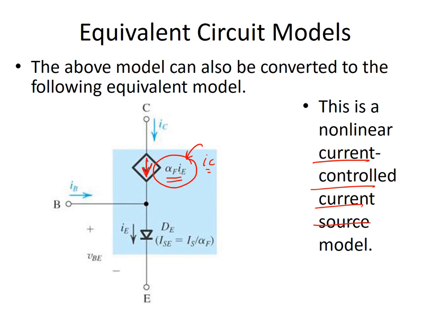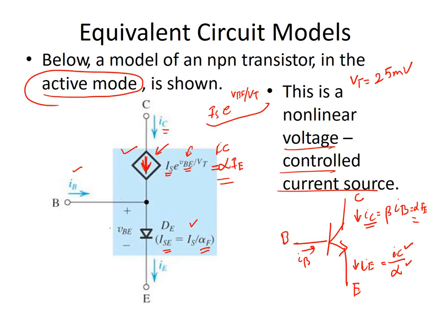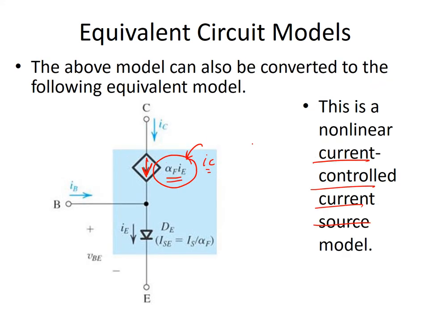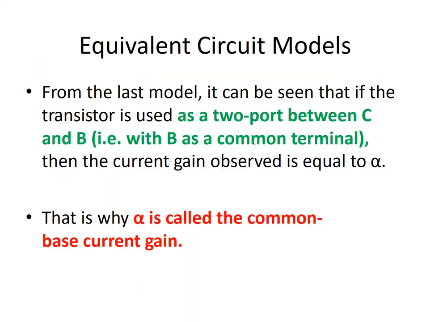What I have done is make these two equations equal: IS times e to the power VBE over VT is equal to alpha times IE. If you know one thing, for example IS, you can calculate IE based on these values, or vice versa, depending on the alpha value. So this is one model, basically two models.